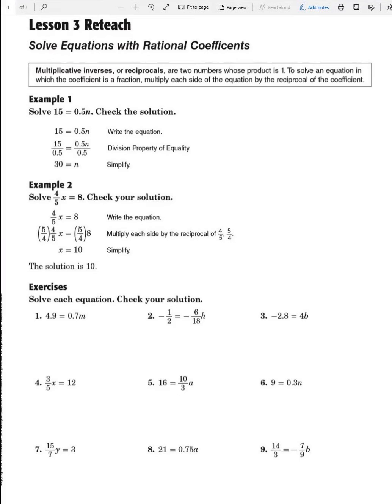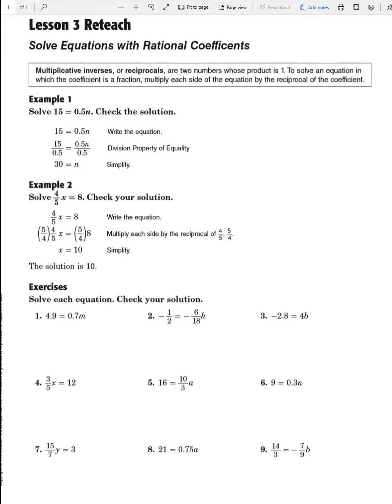Multiplicative inverses or reciprocals are two numbers whose product is 1. To solve an equation in which the coefficient is a fraction, multiply each side of the equation by the reciprocal of the coefficient. Let's take a look at example 1.